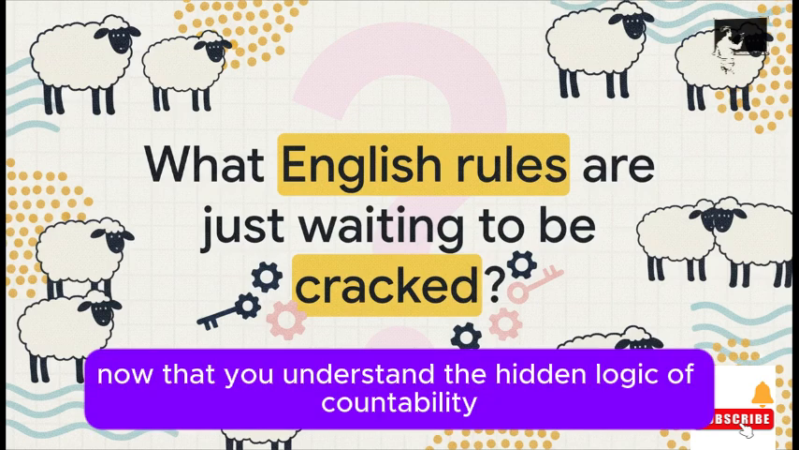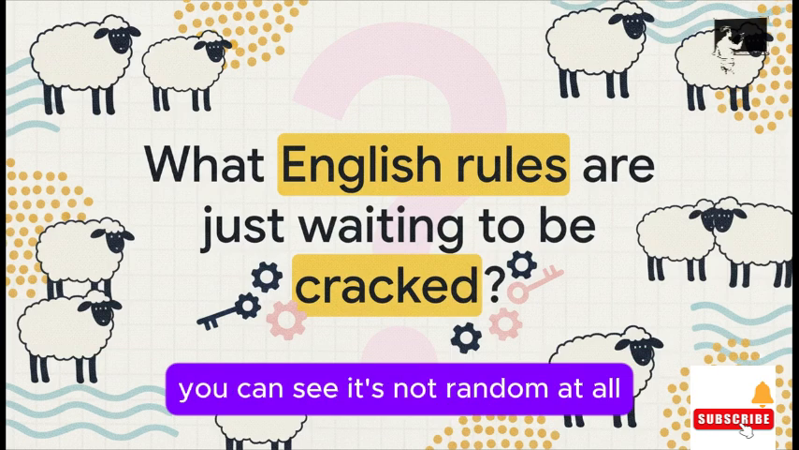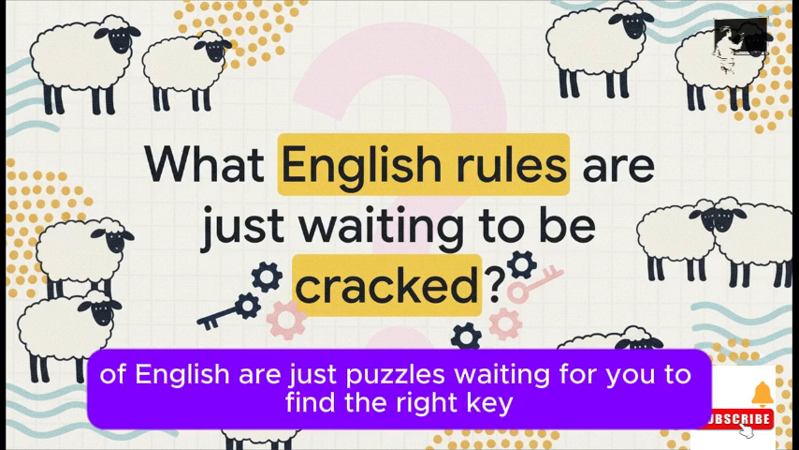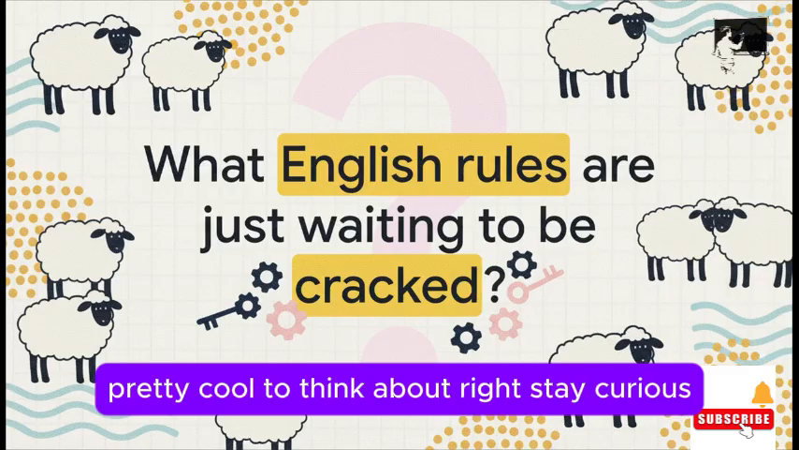Now that you understand the hidden logic of countability, you can see it's not random at all. So the real question is, what other confusing parts of English are just puzzles, waiting for you to find the right key? Pretty cool to think about, right? Stay curious.